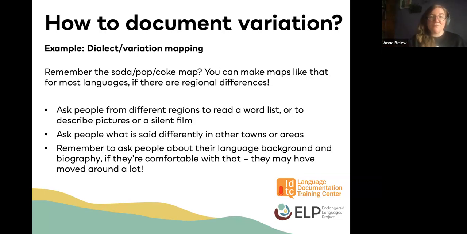You can ask people from different regions or towns to read a word list or to describe pictures. You can also ask people outright what folks in different areas say differently. And as you're doing this, if you're asking people to pronounce words or describe pictures, make sure also to ask them a little bit about their language background and their biography if they're comfortable with that, right?